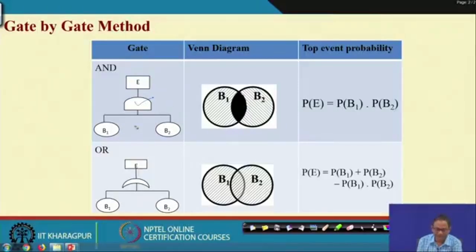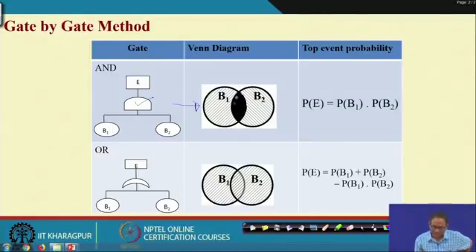So now this equivalent Venn diagram is this. This first circle talks about probability of B1 and second circle talks about probability of B2. What is an AND gate? AND gate means both B1 and B2 should occur, then only the top event will occur. So that means in this diagram you can see the common portion. This common portion, the black portion, is the probability that both B1 and B2 occur.